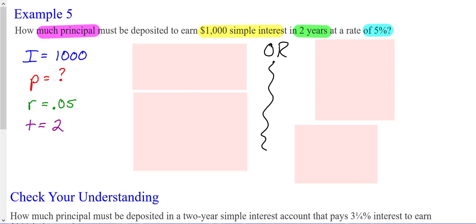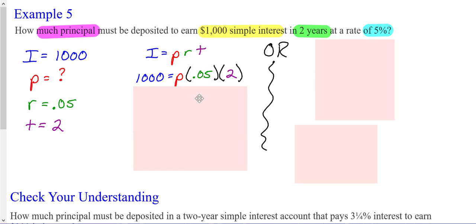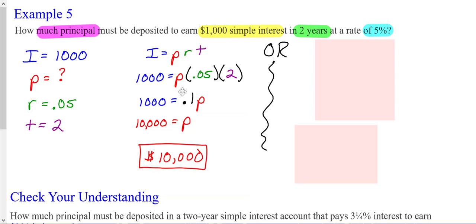So there's two ways we could look at this. We could take our simple interest formula and fill it in, and then we would simply solve for P. So we would do our multiplication of 0.05 times 2, and then we would divide by 0.1, and we would get $10,000. So we would need $10,000 in principal to earn simple interest.